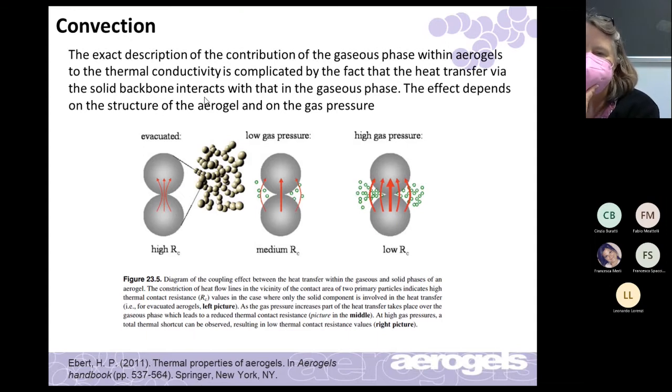So we can talk about an evacuated aerogel, an aerogel at a low gas pressure, and an aerogel at a high gas pressure. And on the left here, the whole thing is showing this coupling effect between the solid phase, which is shown in these red arrows, and then what's happening with the gas molecules shown in green. So if your structure is evacuated completely, there is no interaction of the gaseous phase with the solid phase.